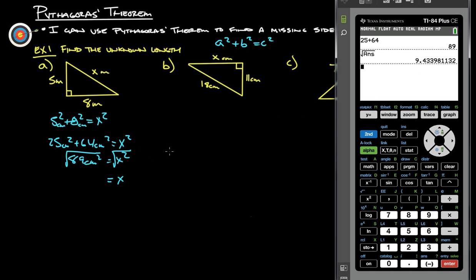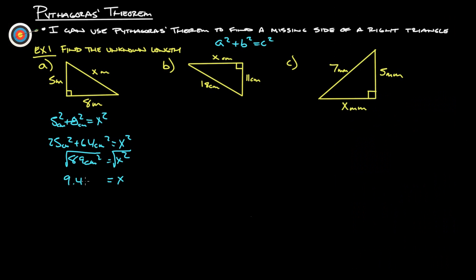9.43398. So if we're going to round this off, it doesn't specify, so let's just start getting into the habit of 3 significant figures. There's the first significant figure, second, third. So this 3 tells the 3 to stay the same. So it's 9.43 centimeters is what our other side, the hypotenuse, should be.